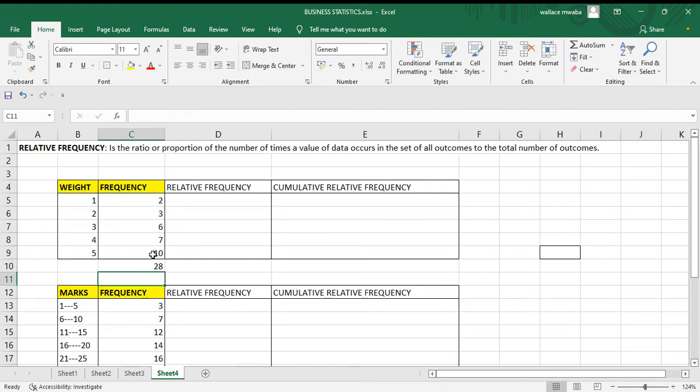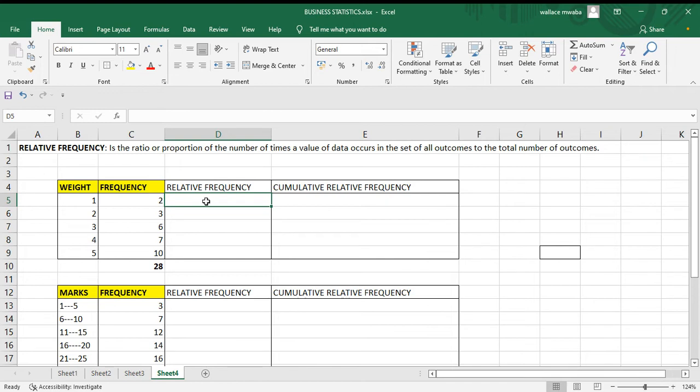So we got the total frequency was 28. And as the question stated in our previous video, it said there were 28 babies born in the hospital. So now we're going to calculate the relative frequencies, then also the cumulative relative frequency. Basically, we'll just be adding up all the frequencies. So we're going to start.